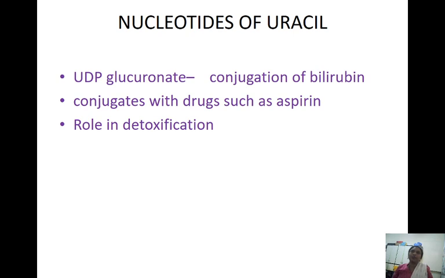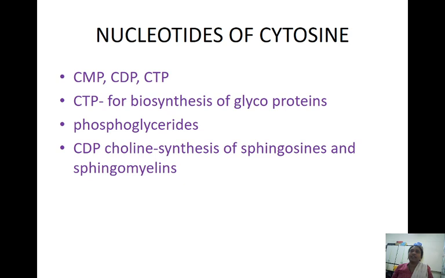And coming to UDP glucuronic acid, already we know that it's a conjugating agent, or it helps in the conjugation of the bilirubins. And it helps in the conjugation of drugs such as aspirin. And even UDP glucuronate has a role in metabolism of detoxification. If you remember the steps of conjugation of bilirubin, there the conjugating agent is UDP glucuronate. UDP glucuronate means glucuronate is attached to UDP. UDP is a nucleotide.